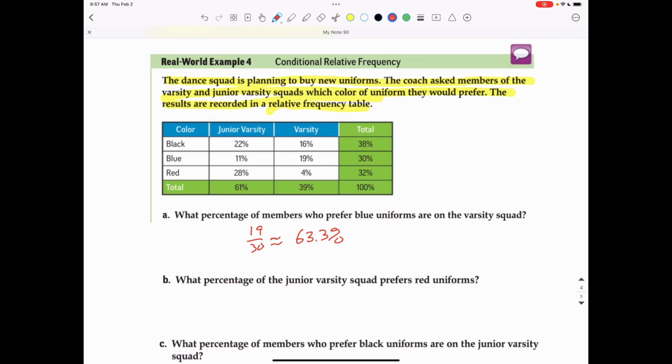What percentage of the junior varsity squad prefer the red uniforms? So as we look at the junior varsity squad, 61% of the total squad are junior varsity. 28% of the total like the red uniforms. So to figure out the percent of junior varsity squad members that like the red uniforms, we will take 28 divided by 61, and that will equal 45.9%.